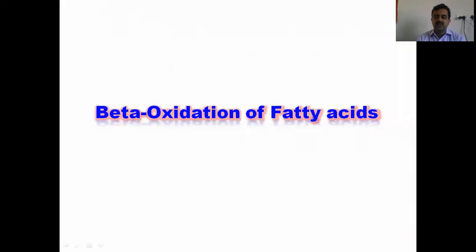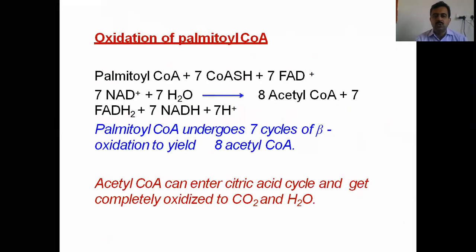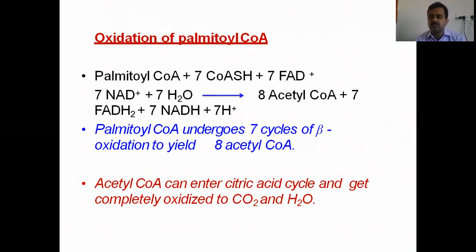So, last lecture, we have seen some basic part that was associated with the beta oxidation of fatty acids. Today, we'll try to learn certain errors that occur because of beta oxidation inside the metabolism. So, we know that oxidation of palmitoyl coenzyme A is one of the important parts in beta oxidation. Palmitoyl coenzyme A undergoes 7 cycles of beta oxidation to yield 8 acetyl coenzyme A, 7 CoASH plus FADH2. Acetyl coenzyme A enters the citric acid cycle and can be completely oxidized to CO2 and H2O. So the complete oxidation of acetyl coenzyme A results in generation of ATP molecules.